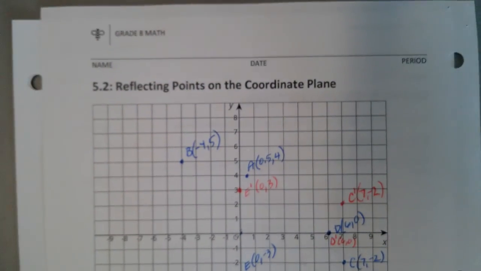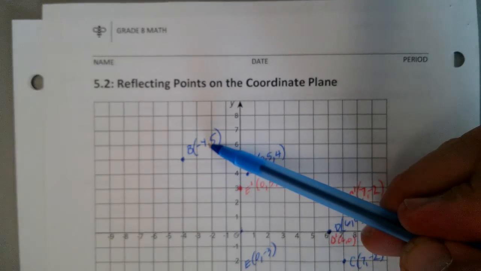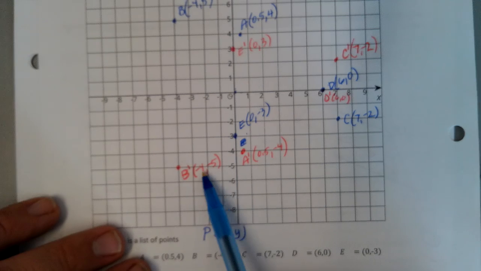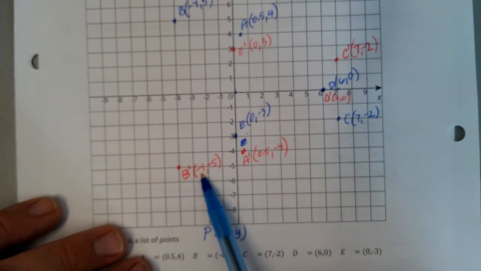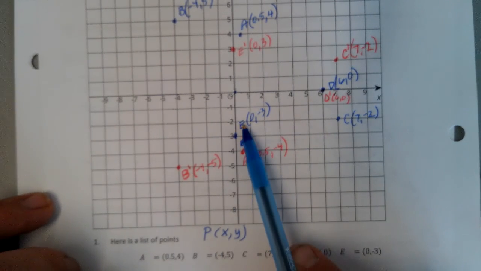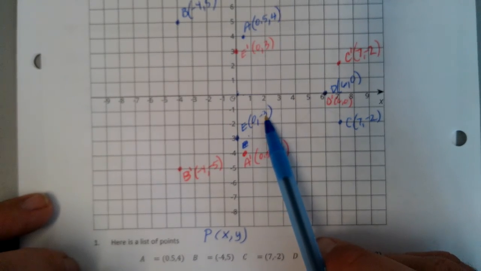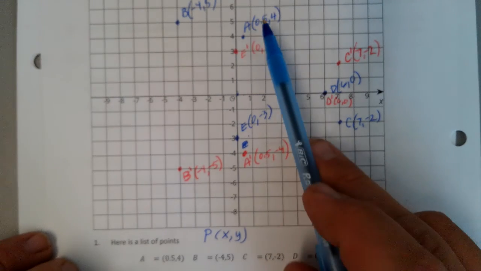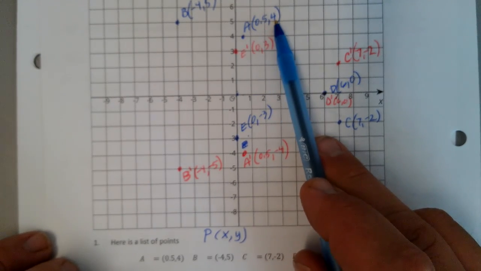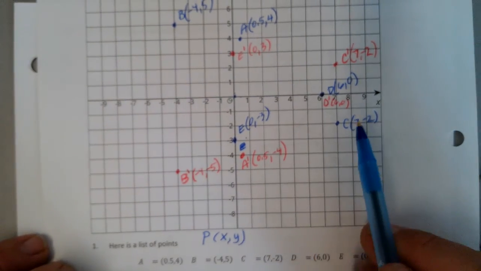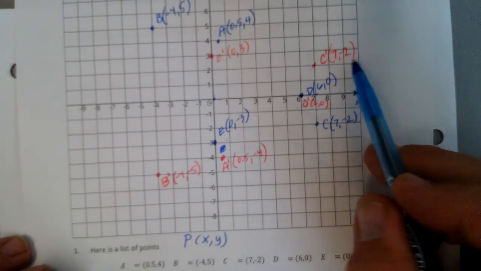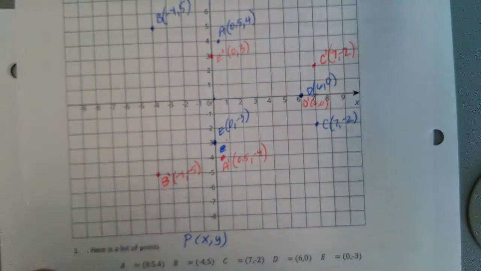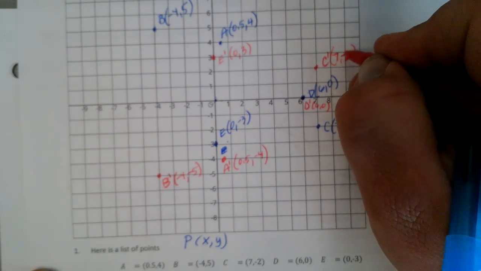Well, if I go back and look at this and do a little bit of analysis, I see that the original point B was at (-4, +5). B prime became (-4, -5). E was at (0, -3) and changed to (0, +3) after the reflection across x. A went from (5, 10), +4 to (5, 10), -4. C went from (7, 2) to (7, -2), oh my goodness, I've made a mistake, to (7, +2).